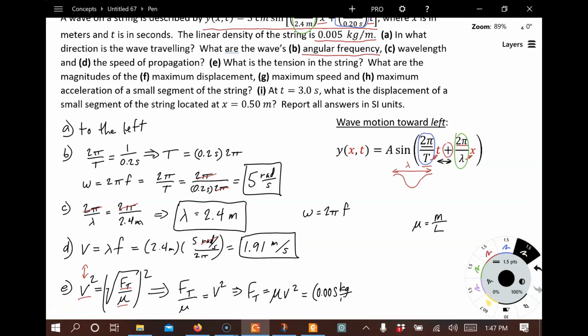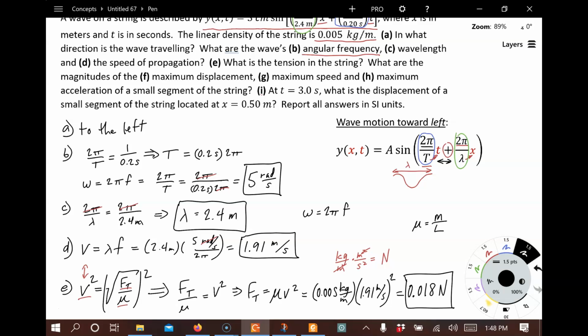0.005 kilograms per meter multiplied by the wave speed squared. And that's going to give us a value of tension of about 0.018 newtons. And that makes sense because, units wise, we've got kilogram per meter, meters squared per second squared. We cancel one of those meters. Kilogram meter per second squared is a newton. Good.